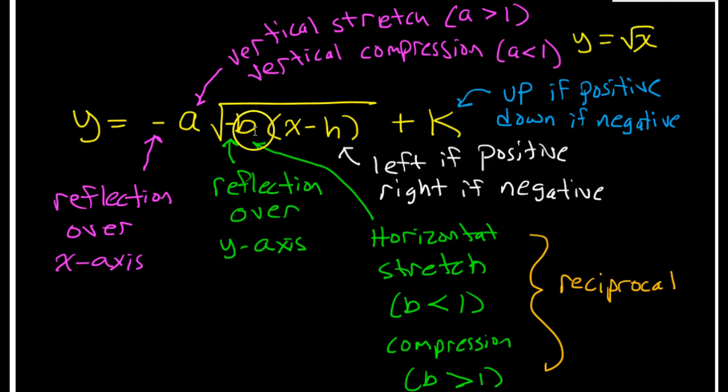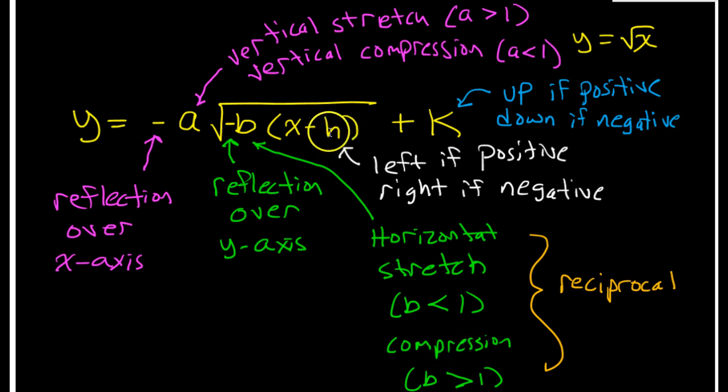If you have a b value right here, that's going to be either a horizontal stretch or a horizontal compression. It's the opposite of what you would think. If this b value is less than 1, that's when it's a stretch. If the b value is greater than 1, that's when it's a compression.